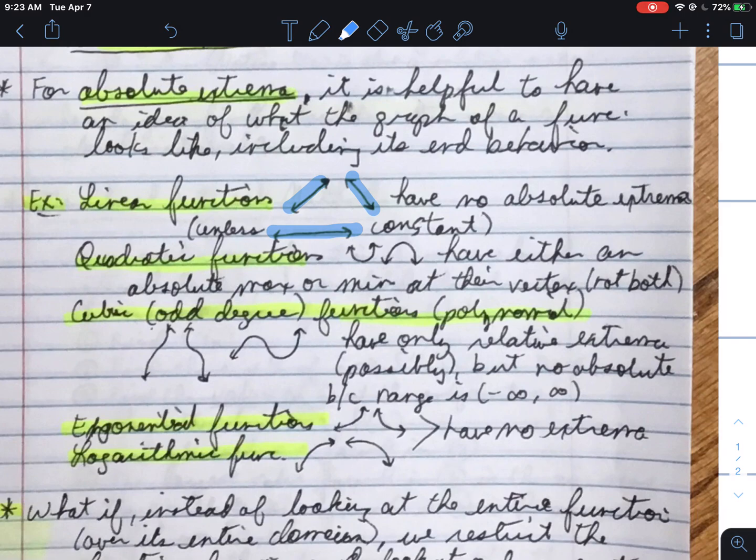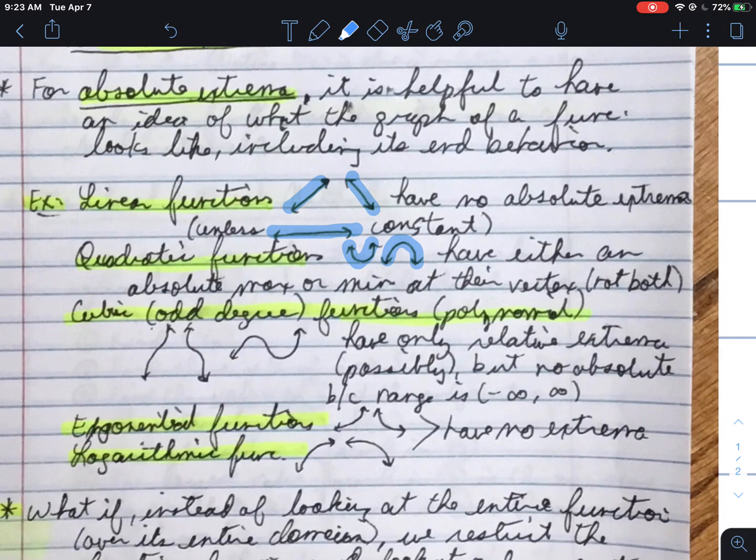Now, when you talk about a quadratic function, right, those are the graphs that are these parabolas. So, we know that those functions would obtain either an absolute max or an absolute min, depending upon which way the parabola opens, right? But that's just based upon what we know about the shape of that graph.